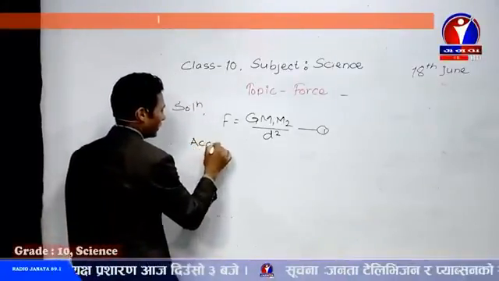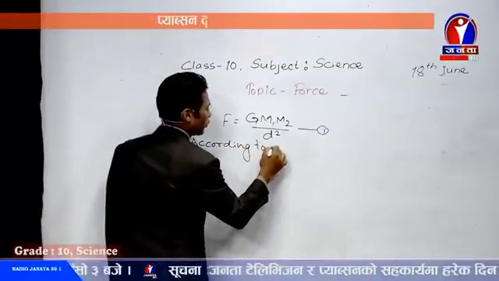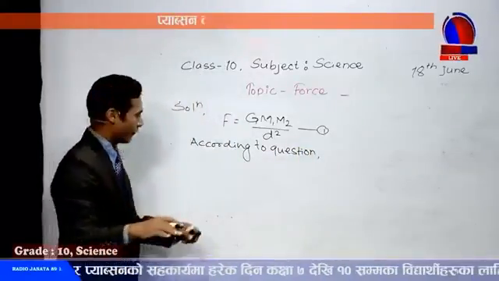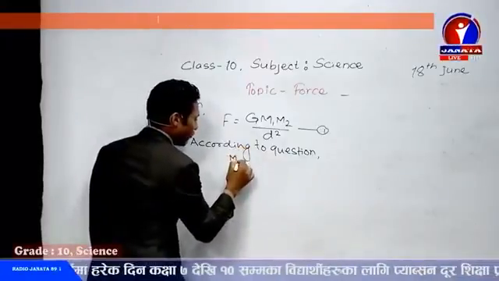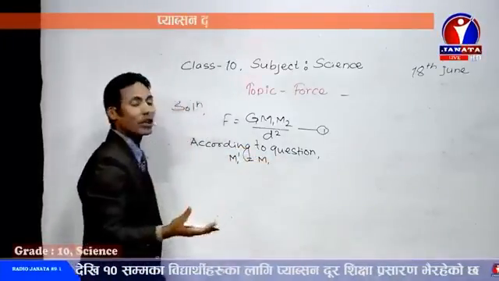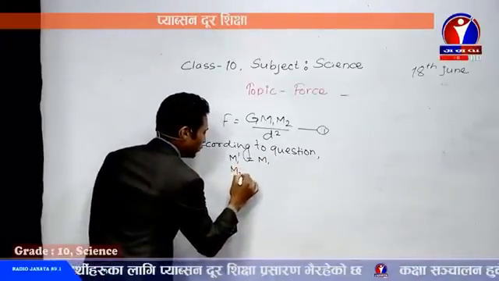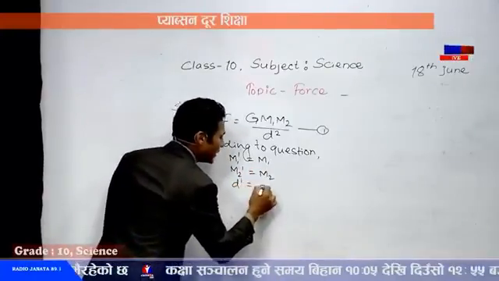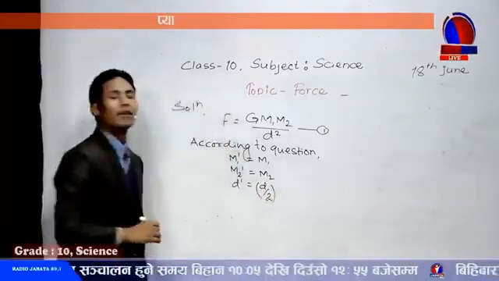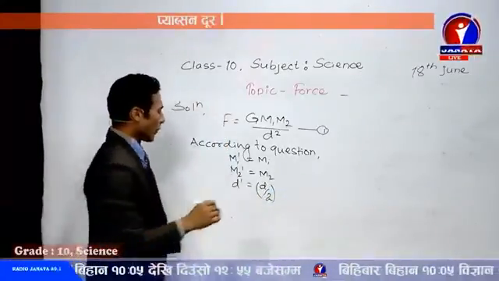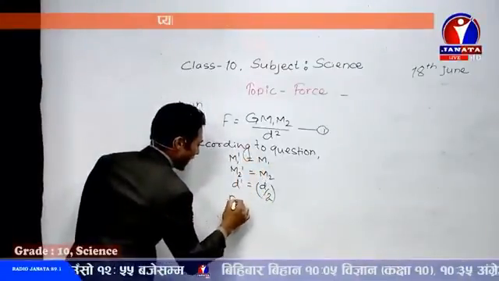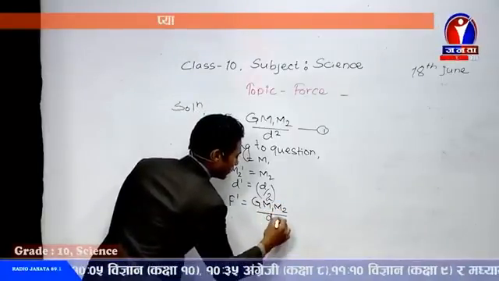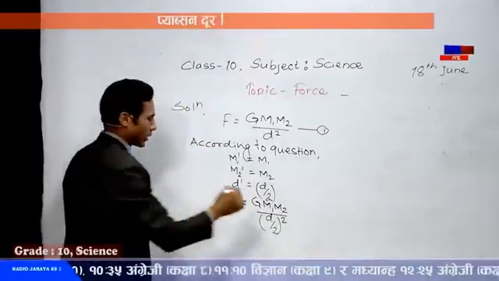Now according to the question, I have said the distance is decreased by half, right? So we can write m1 dash equals m1 as it is because mass is constant, and m2 dash is m2, mass is constant, and d dash is the distance, which is half. So from this we can write F dash equals G m1 m2 by d by 2 the whole square. Try to solve this yourself.